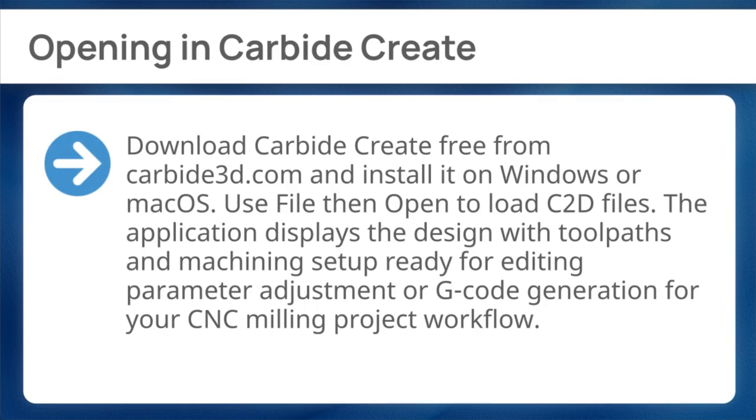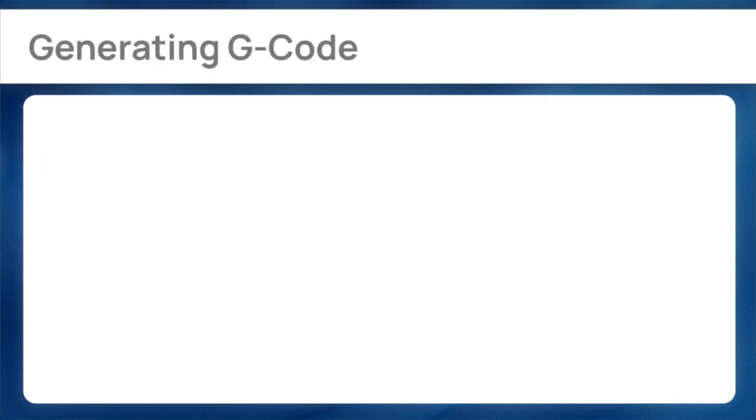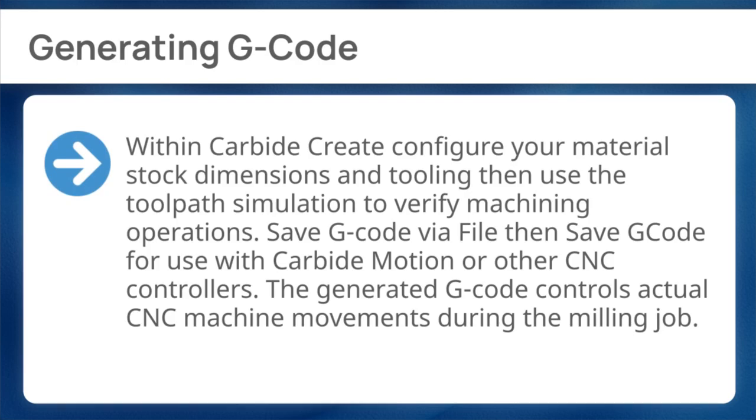Download Carbide Create free from carbide3d.com and install it on Windows or Mac OS. Use File then Open to load C2D files. The application displays the design with toolpaths and machining setup ready for editing, parameter adjustment, or G-code generation for your CNC milling project workflow.